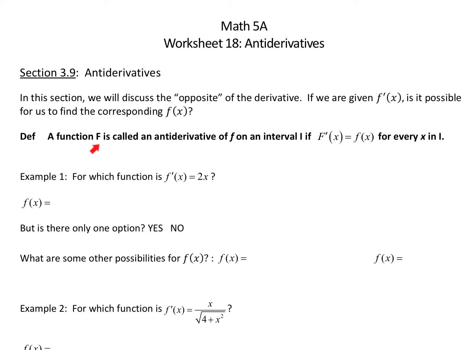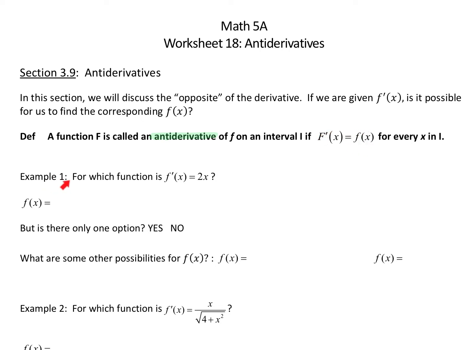Definition: a function big F is called the antiderivative. So I'll highlight the anti part. Maybe I use green. Antiderivative, if the derivative of the big function F is equal to small f for every x in the interval I. So it's called antiderivative. If you take the derivative of the antiderivative, you get that function.